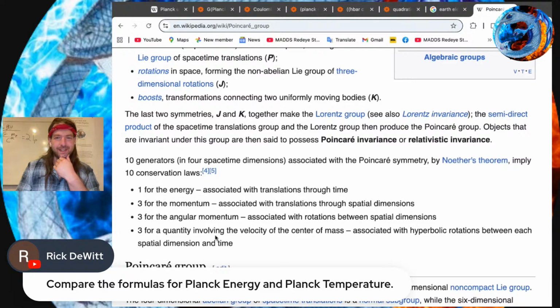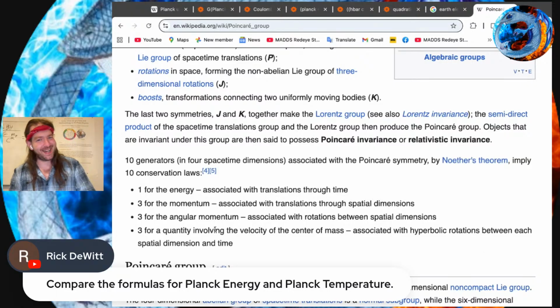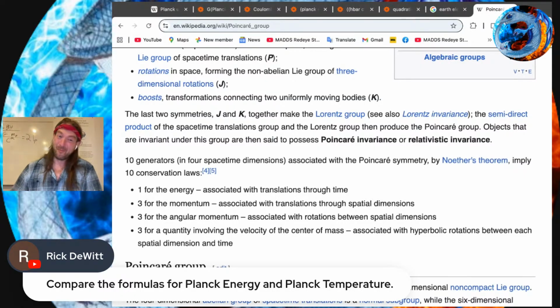And three for a quantity involving the velocity of the center of mass, associated with hyperbolic rotations between each spatial dimension and time. I don't know what that means, but it reminds me of what Thad's been talking about for a while.